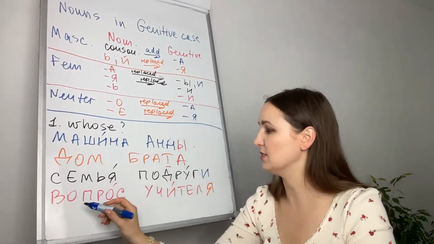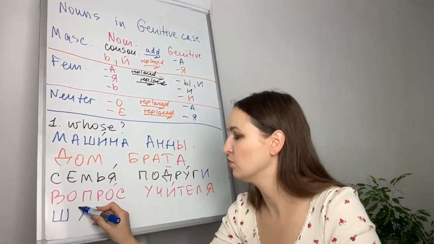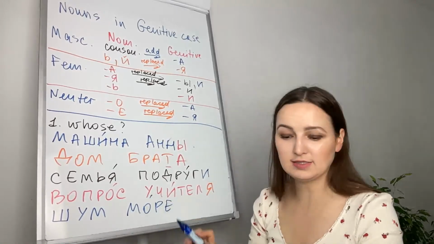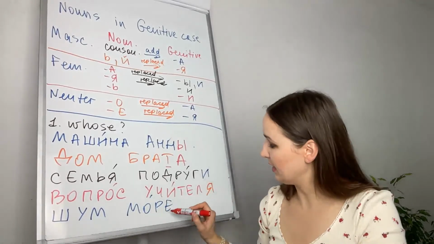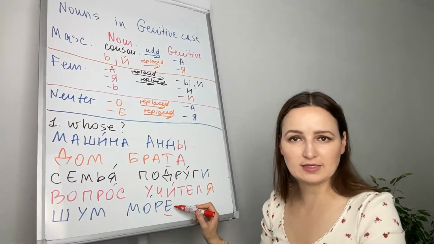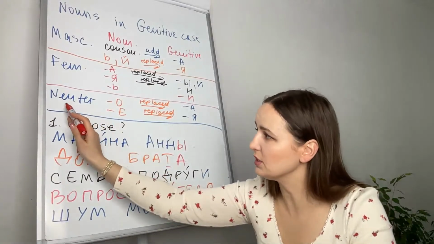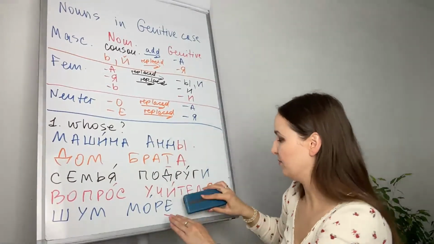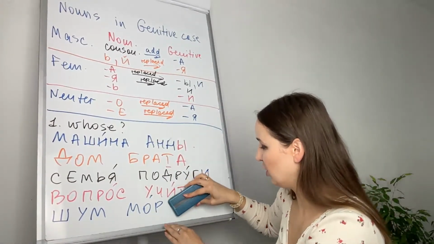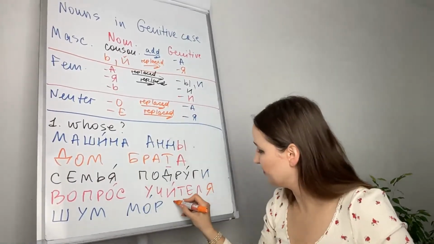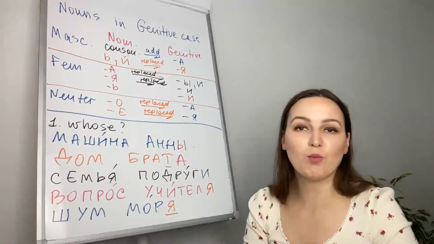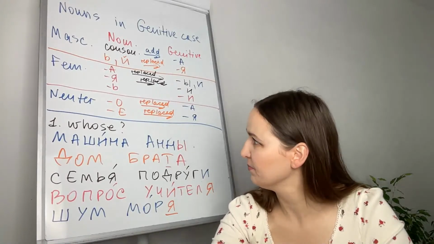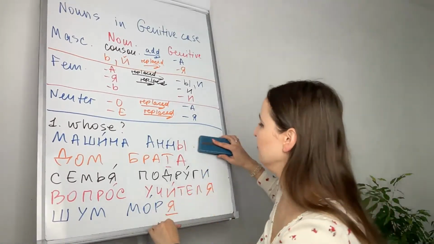The noise of the sea, noise is шум. And море is sea. It's a noun that ends in е. Nouns that end in е are neuter. So we have neuter, the ending is е, so replace it with я. Шум моря. The noise of the sea. Молодцы. Дальше. Another example.